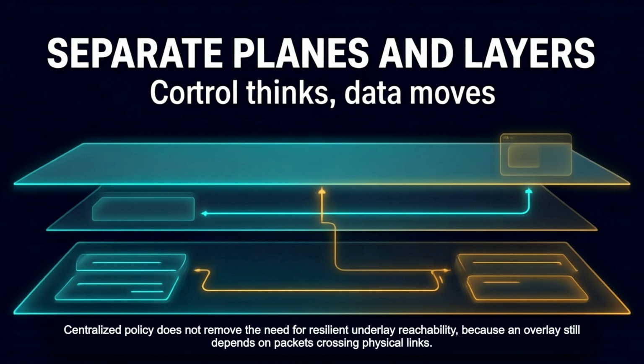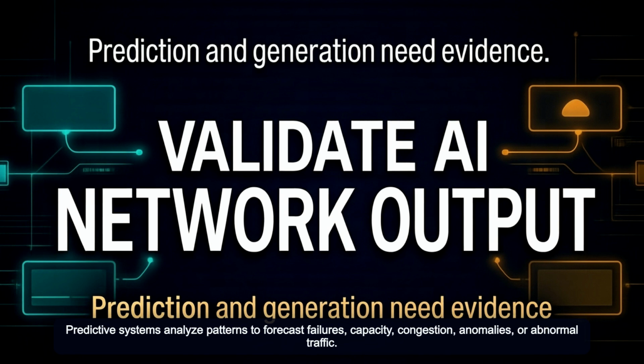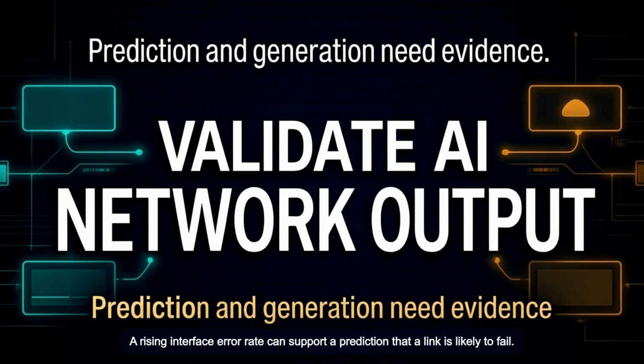Version 1.1 explicitly includes predictive artificial intelligence, generative artificial intelligence, and machine learning in network operations. Predictive systems analyze patterns to forecast failures, capacity, congestion, anomalies, or abnormal traffic. A rising interface error rate can support a prediction that a link is likely to fail.